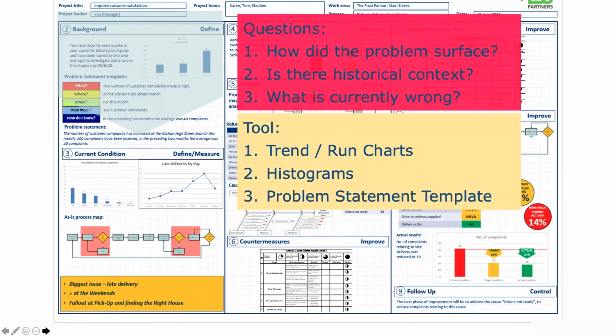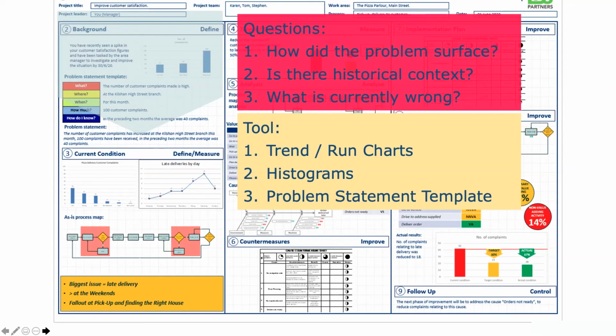The second part of it is the tools. What tools can we actually bring into play to allow us to answer some of the questions that will arise? Typically in this area, some of the sample tools that we see are the trend or run chart and the histogram. We need to think about putting together that problem statement that is going to drive what we do and how we do it.